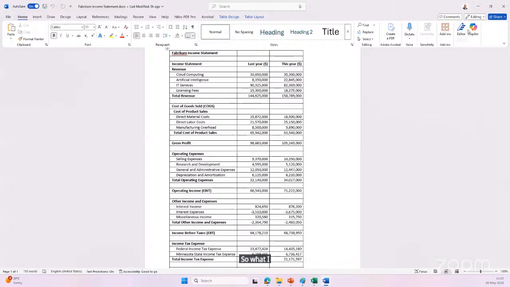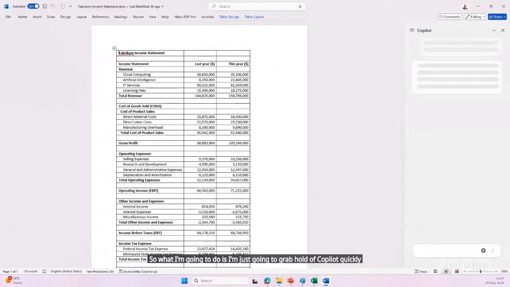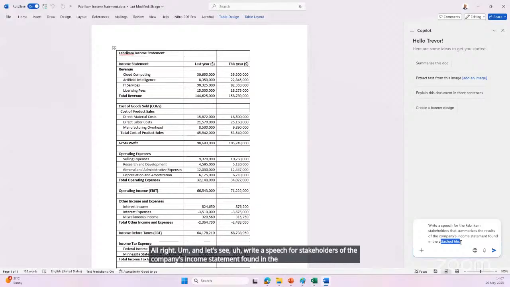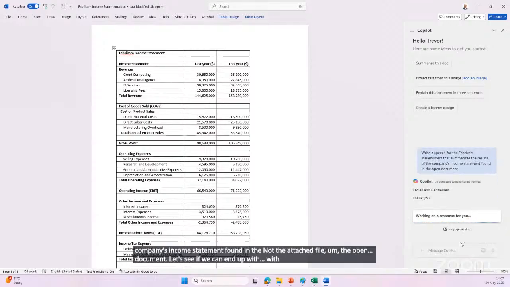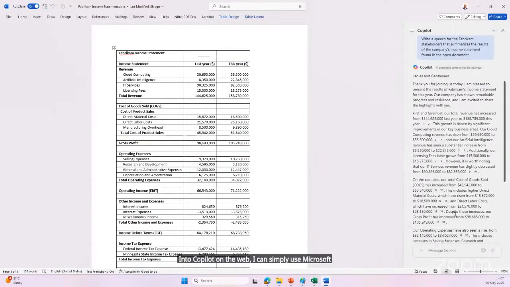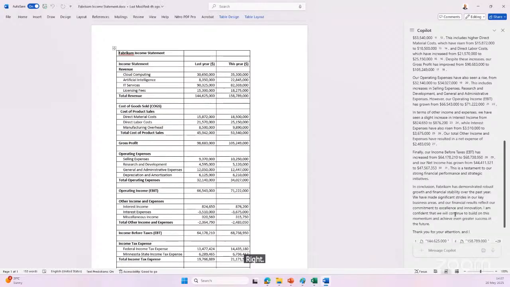So I'm just going to grab hold of Copilot quickly, and I'm going to ask Copilot to do something for me. All right. Let's see, write a speech for stakeholders of the company's income statement found in the, not the attached file, the open document. Let's see if we can end up with something useful. This means that I don't have to upload everything into Copilot on the web. I can simply use Microsoft Word to get exactly that. Right, and there it's writing the speech for me.